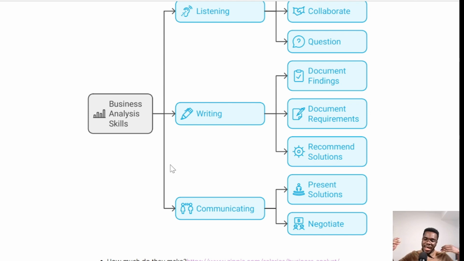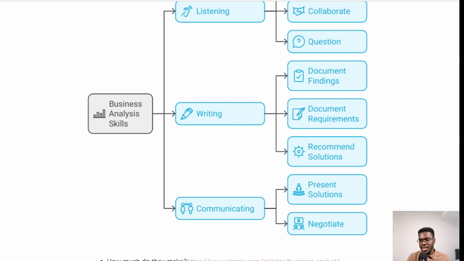Essentially, communicating back and forth would help you as a business analyst. So, like I said, those are essentially the most important things that you need to understand and you need to know as a business analyst. And you don't really need more than that.